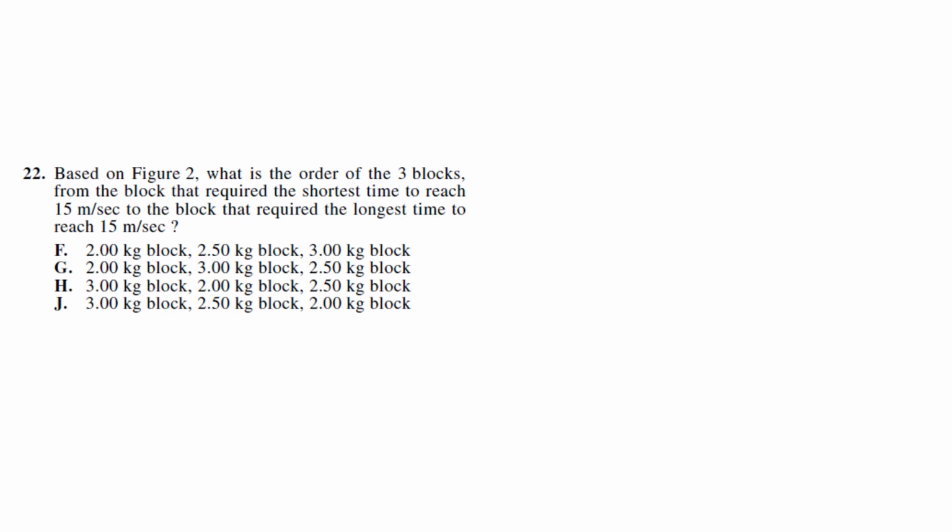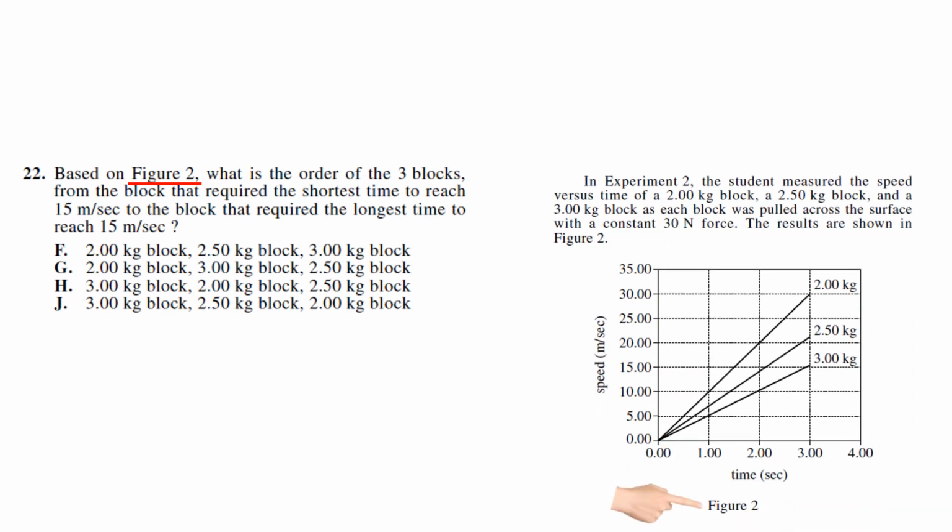Based on figure 2, what is the order of the 3 blocks from the block that required the shortest time to reach 15 meters per second, it doesn't matter what it is, m per second, to the block that required the longest time? So go to 15, draw your line straight across, and see which one got to that line first, second, and third. 2, 2.5, and then 3, so F.